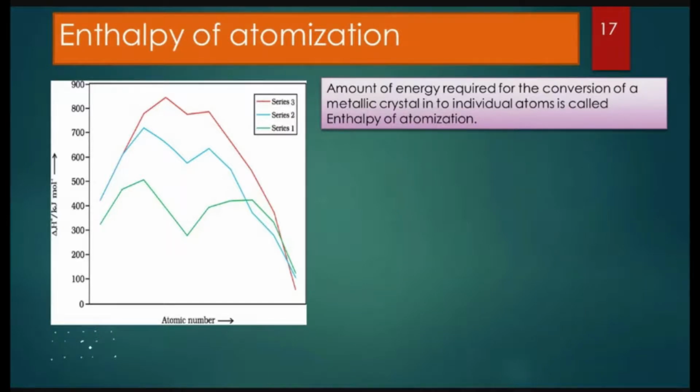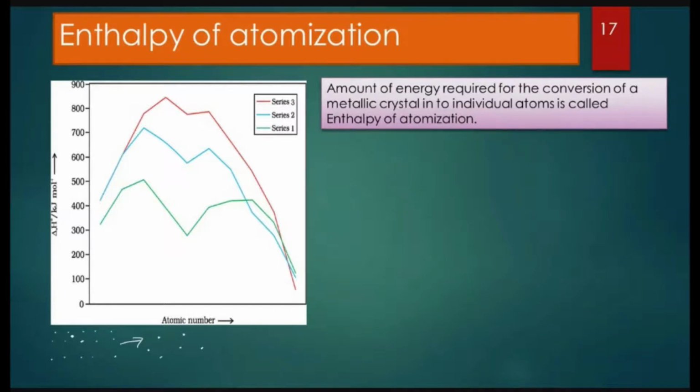This is a metallic crystal and here the dots represent either the atoms or the ions. In any metallic crystal, there will be a regular arrangement of atoms or ions. So what is the amount of energy required to break this metallic crystal into individual atoms? That amount of energy is called the enthalpy of atomization. Are you able to understand?